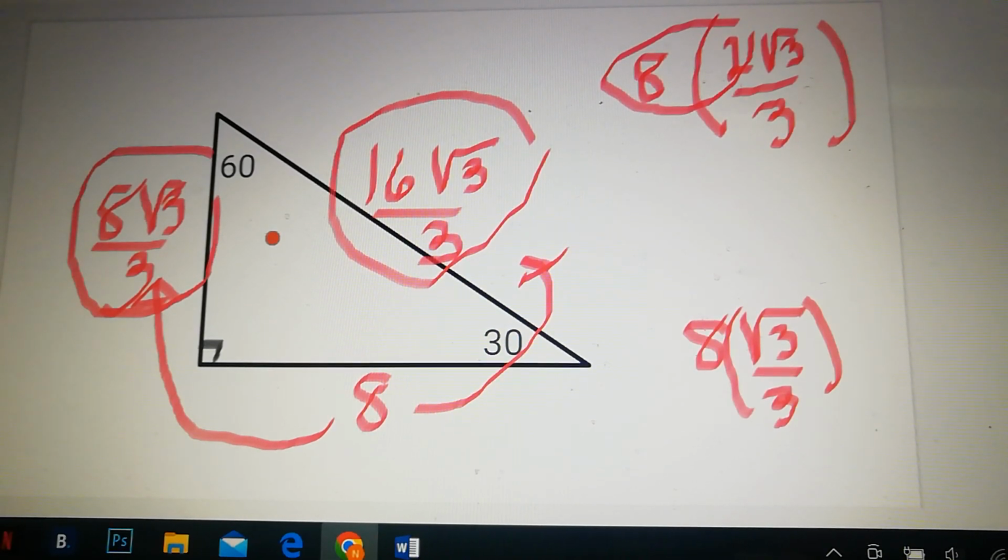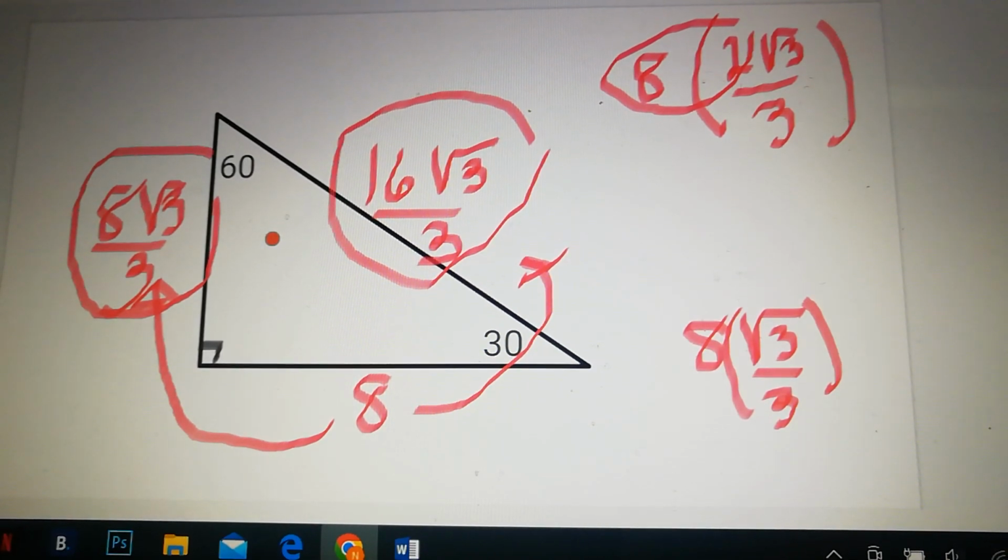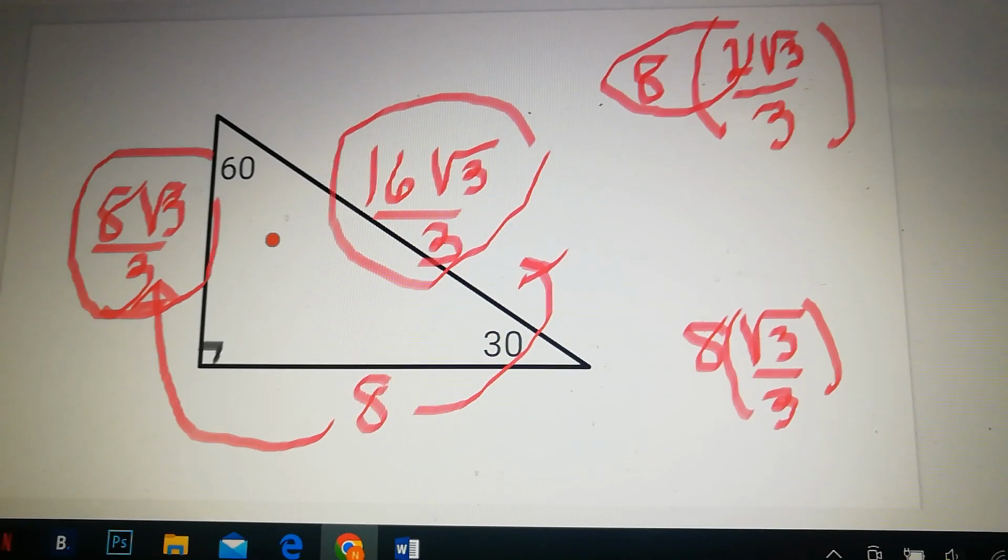Okay. Sana may natutuhan kayo, mga grade 9 o grade 10, para sa relations between sides of a 30-60-90 triangle. No need for you to use the Pythagorean theorem as long as one side of a 30-60-90 triangle is given. You can already find the other two sides of the 30-60-90 triangle.